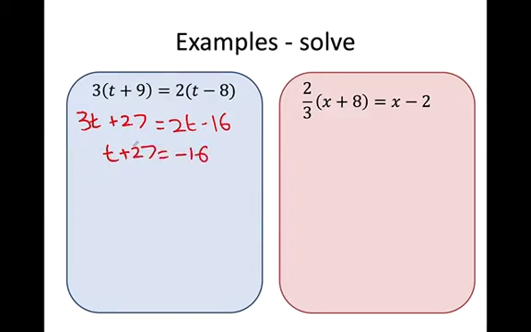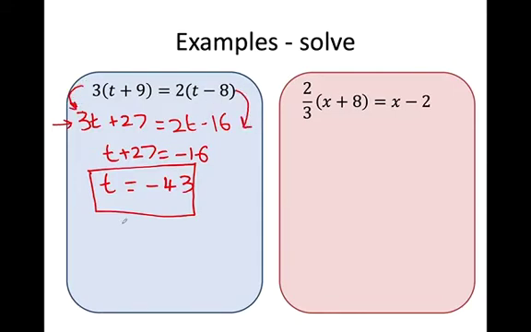I then subtract 27 from both sides. I get t equals minus 43. And there's my answer. So actually quite simple once you get it into this stage. It's just coming down to here that's the hard part.